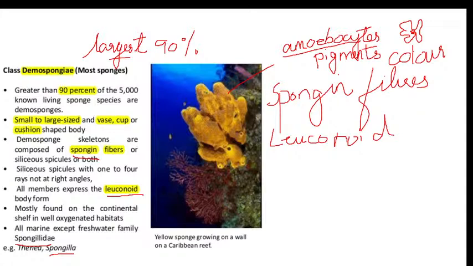siliceous spicules or both. That means we can see spicules formed by siliceous spicules combined with spongin fibers. Then the class Desmospongiae is the only class which includes the freshwater sponges. The family of freshwater sponges is called Spongillidae. Example is Spongilla. Then they are the pigmented sponges. Why pigmented? The pigment is present in the amoebocytes.